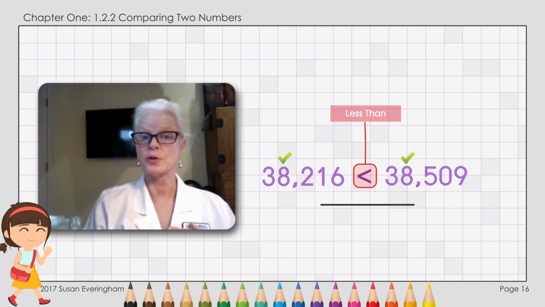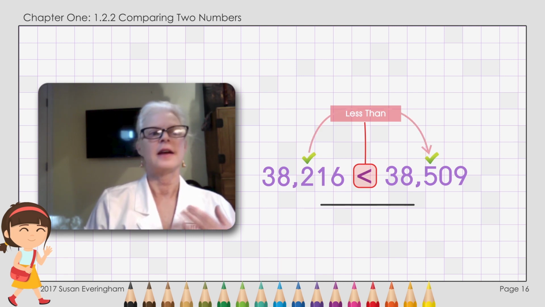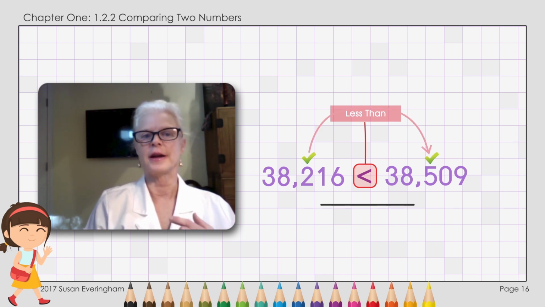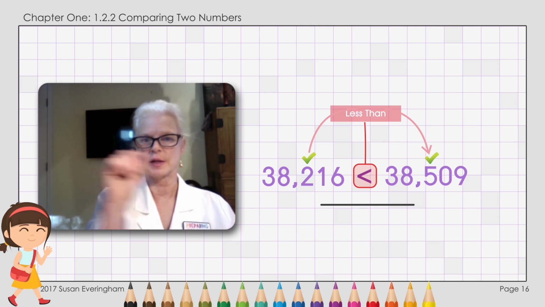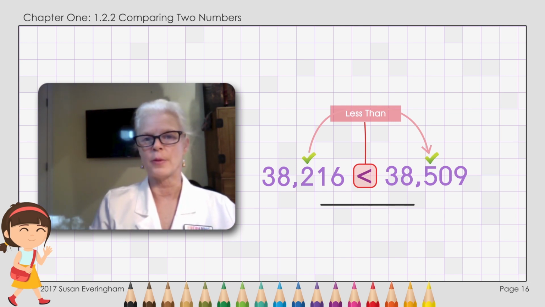Now we're into the hundreds place, and one of the numbers has a 2 and the other has a 5. So the one with the 2 obviously is less than 38,509. So what I want you to do is just with the little signs, less than, equal to, or greater than, to write the sign in the problems below.